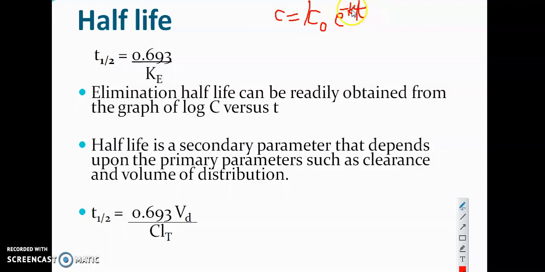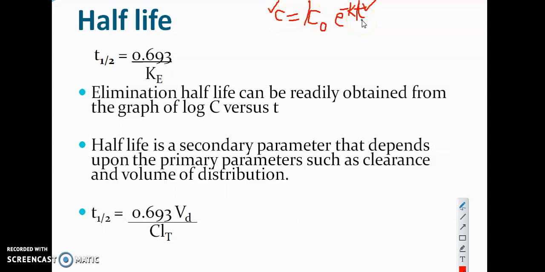So what is this C? This C is the concentration of the drug in the blood, and this C depends on the time. If time is 2 hours and you solve this equation, then whatever C you get is the concentration of the drug at 2 hours. And if you put time equals 4 hours and solve, then you'll get the concentration of the drug in the plasma at 4 hours. So this C is directly related to t.